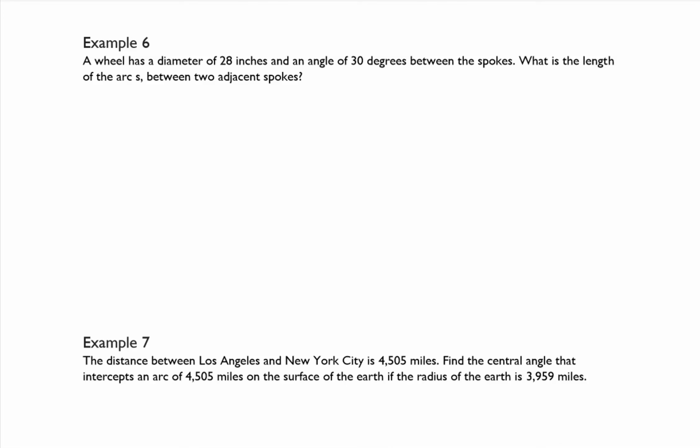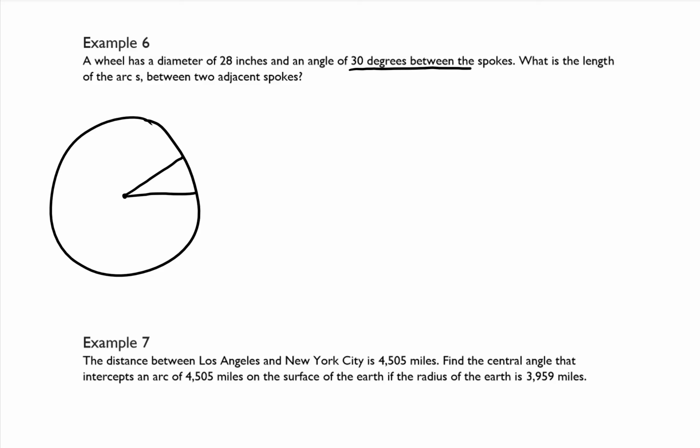Example 6 says a wheel has a diameter of 28 inches and an angle of 30 degrees between the spokes. What is the length of the arc s between two adjacent spokes? So if you don't know what a bicycle wheel looks like, it looks something like this. Here's the center, and the spokes are the metal parts. They look something like that. And this is specifically saying that the angle between any two spokes is 30 degrees. So this angle here is 30 degrees. And we know that the diameter of the wheel is 28 inches.